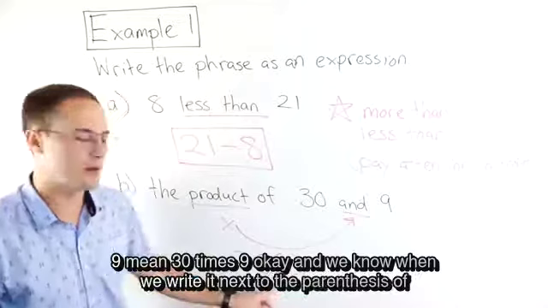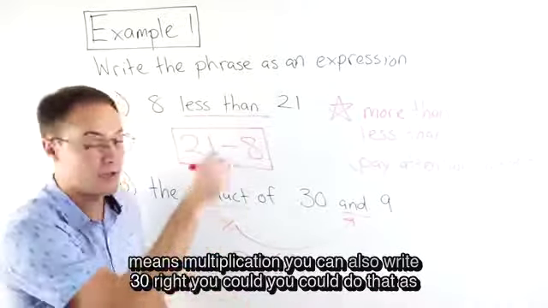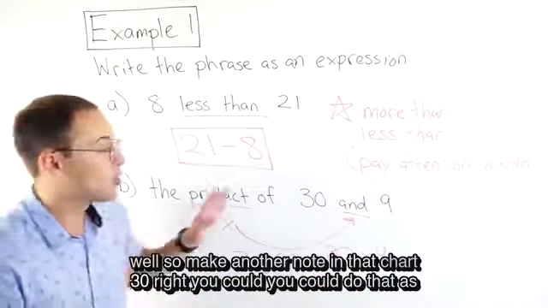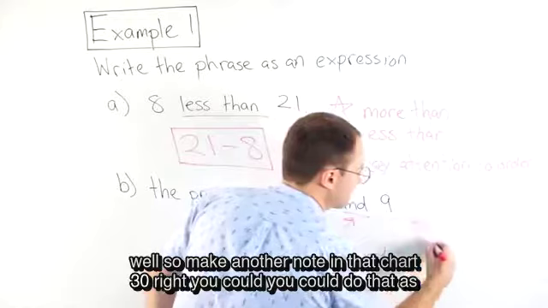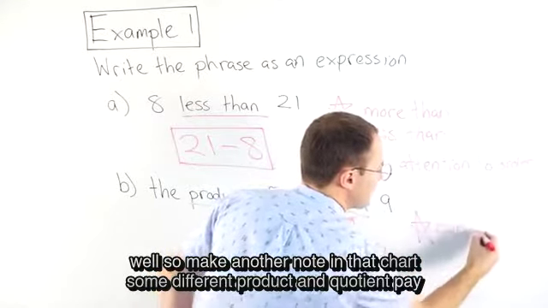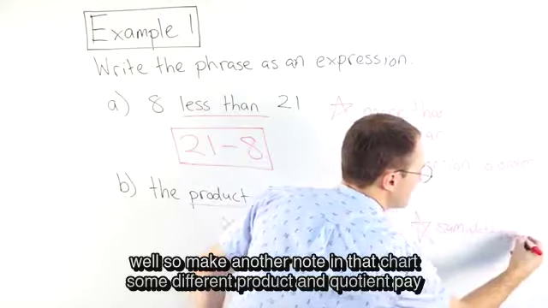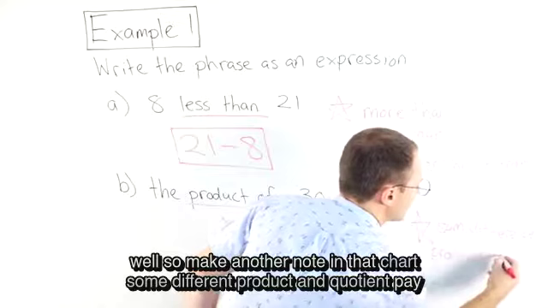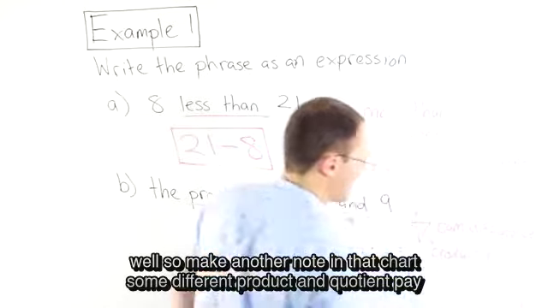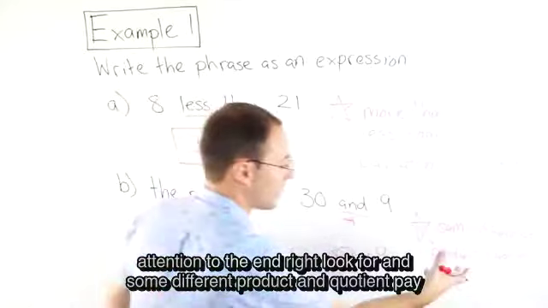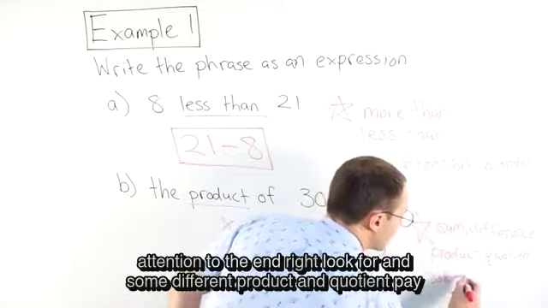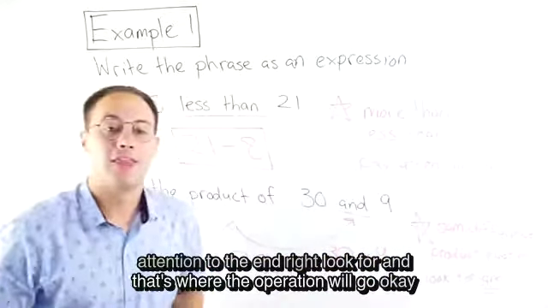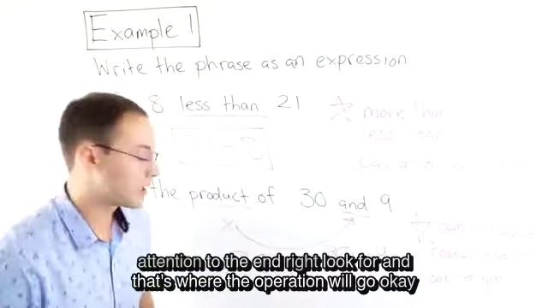Okay, and we know when we write it next to the parentheses, it means multiplication. You could also write 30, parentheses 9, you could do that as well. So make another note in that chart. Sum, difference, product, and quotient. Pay attention to the and, right? Look for and. That's where the operation will go, okay?